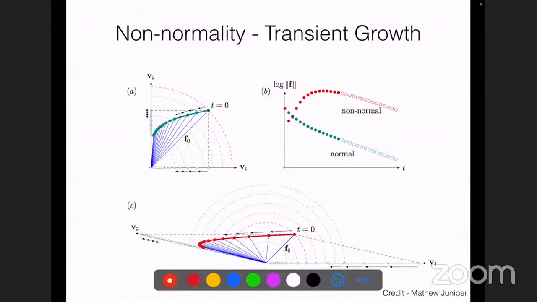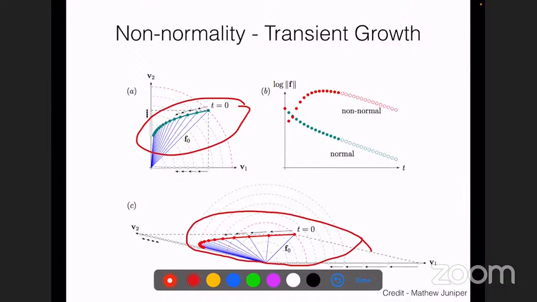Whereas if you start with a highly obtuse arrangement, then both the vectors are shrinking, but since the one along the x-axis is shrinking rapidly compared to the one along the y-axis, you end up actually getting a resultant that is growing in time. And then it decays. So eventually the system is going to decay.